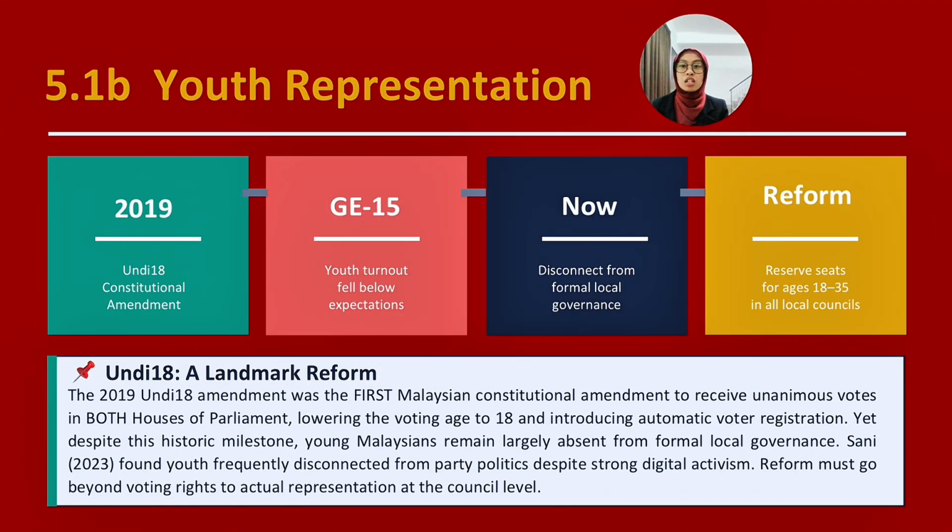Next is youth representation. Although the Undi 18 amendment in 2019 lowered the voting age to 18 and introduced automatic voter registration, young people are still largely absent from formal local governance structures. Many young people actively discuss social and political issues online, but they often remain disconnected from traditional political institutions.